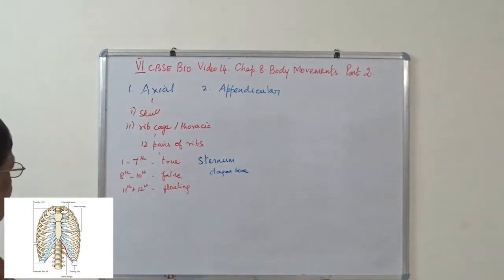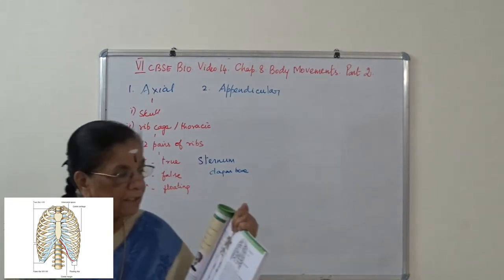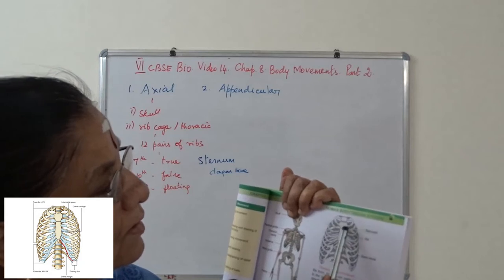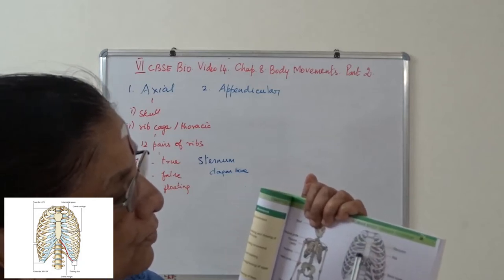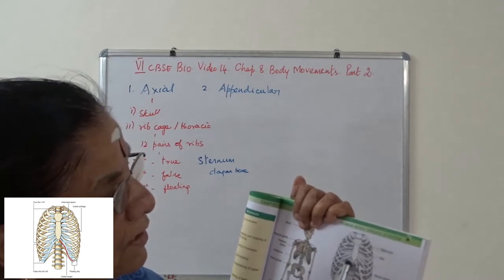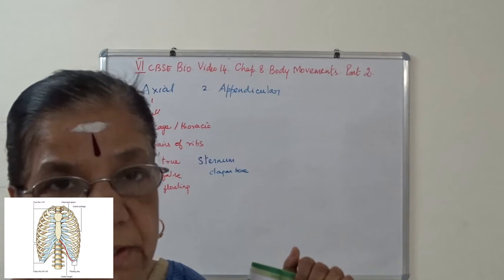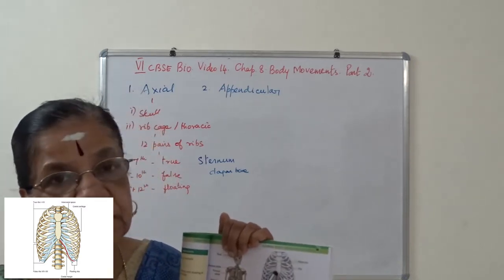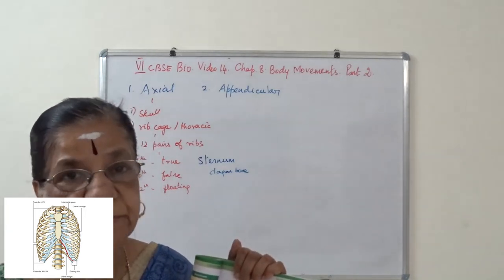Now with this sternum, the 1st to 7th pairs are united. Can you see that pair? 1, 2, 3, 4, 5, 6, 7. They are united to this sternum. 1 to 7 pairs of ribs are joined with the sternum. So that is called true ribs.